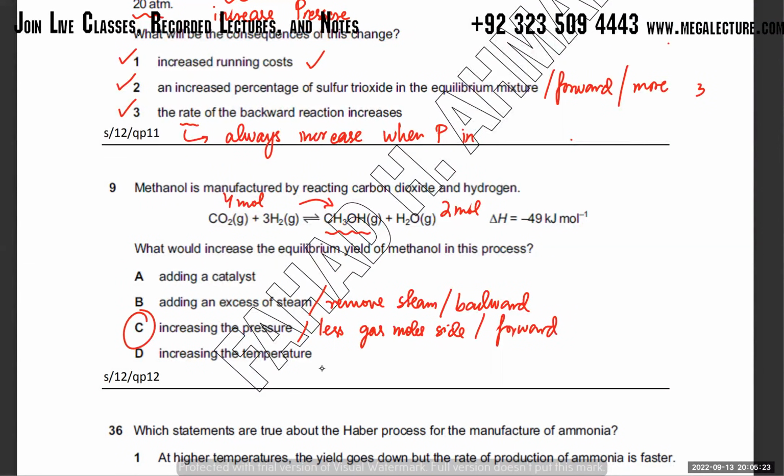Increasing the temperature, what reaction would be favored? The endothermic one. That's definitely not the forward. The forward is exo. The endo is going to be the backward, the opposite reaction. That's going to be endo. So anyway, next one.